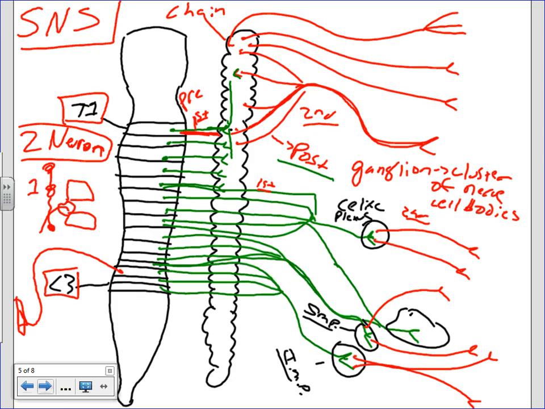And then, obviously, many different tissues will be innervated, such as the eye. These two would be salivary glands. This would be the heart. Here you're looking at... missed a couple.